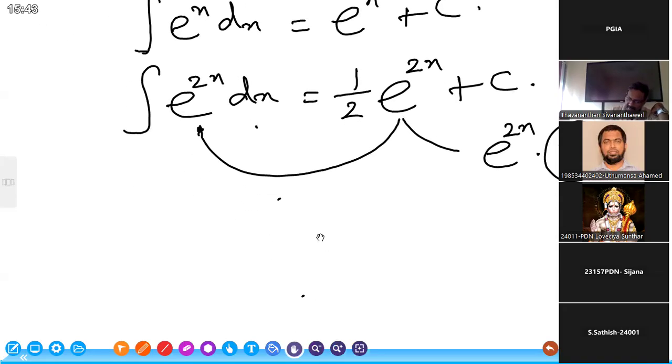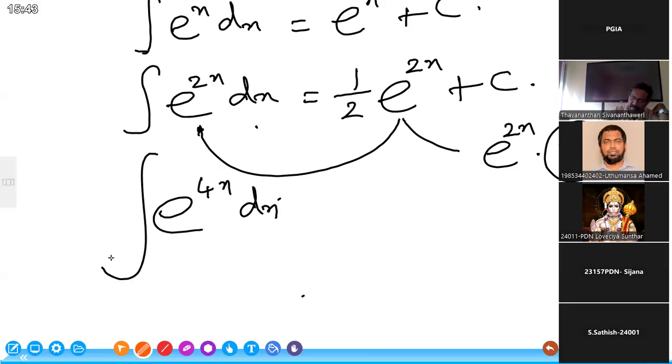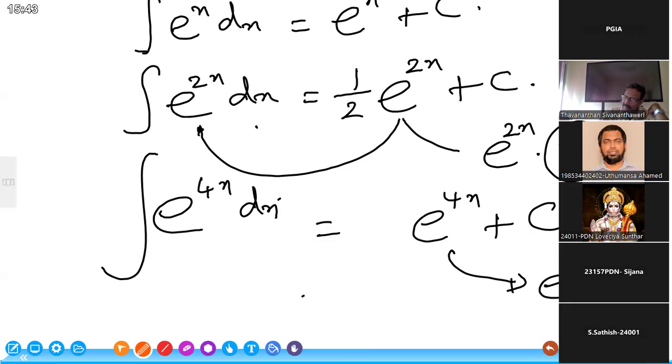Similarly, integration of e to the power 4x. Similarly, e to the power 4x plus 3. If you differentiate, it becomes e to the power 4x into the derivative of this component, which is 4. So we'll have to get rid of 4. How to get rid of it? Add a multiplicative component 1 over 4. So that is the answer.